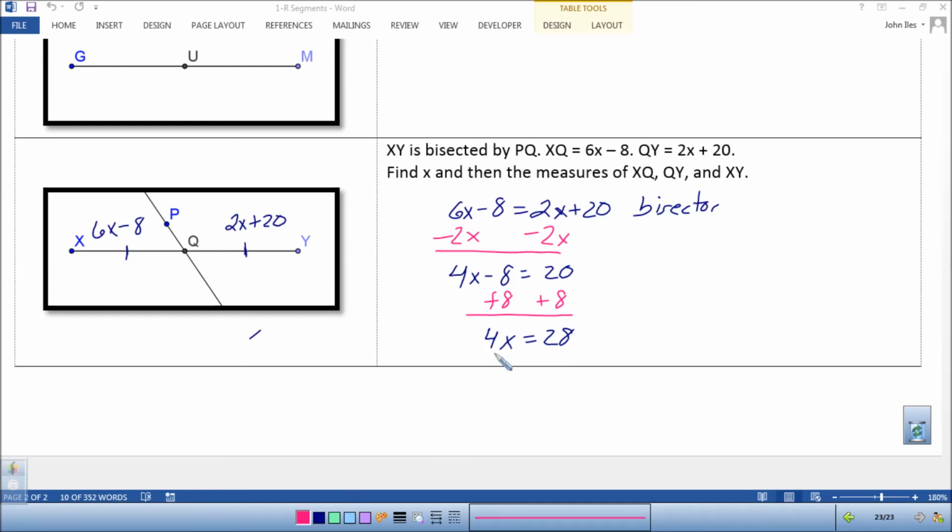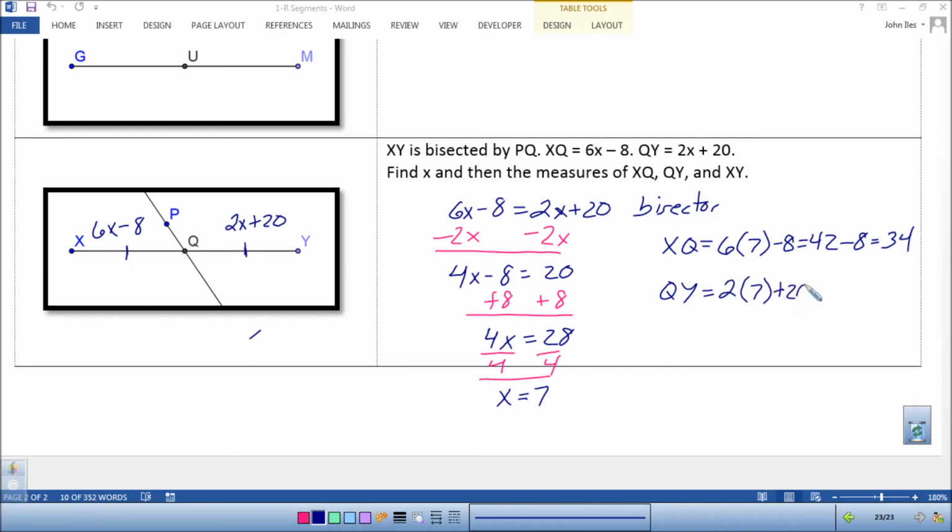And then we divide both sides by 4. And we get x equals 7. But we're not done. We've got x. Now we have to get XQ, QY, and XY. Well, XQ is equal to 6 times 7 minus 8. That's 42 minus 8, which is 34. And QY is equal to 2 times 7 plus 20. That's 14 plus 20, which is 34.